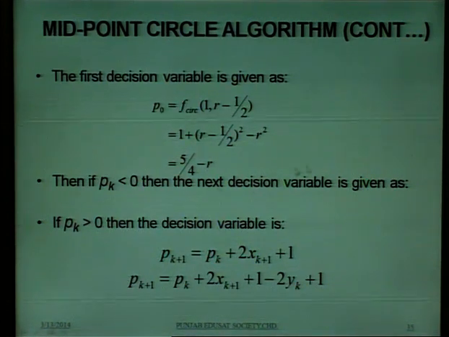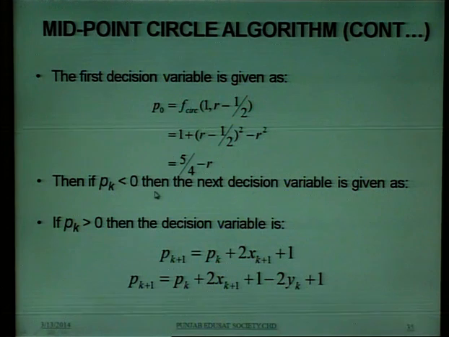The first decision variable is as given. p naught, the value of p at point 0, is equal to f of (1, r minus half), that is equal to 1 plus (r minus 1 by 2) square minus r square. 1 is the value of the x coordinate, r minus half is the value of the y coordinate. Putting the values in this equation, you find p naught is equal to 5 by 4 minus r. This is the value of the decision variable at the point (1, r minus 1 by 2).